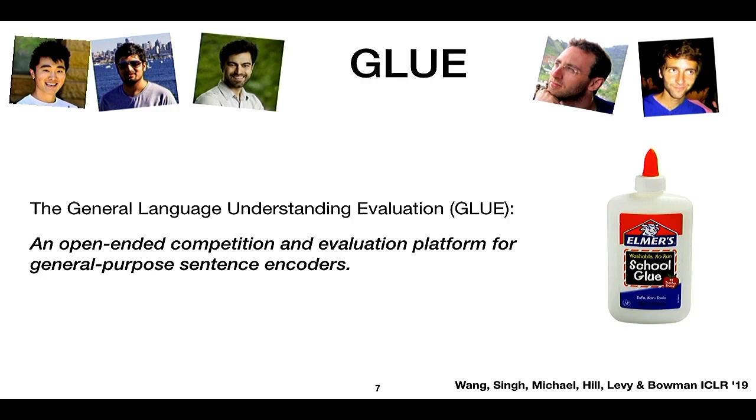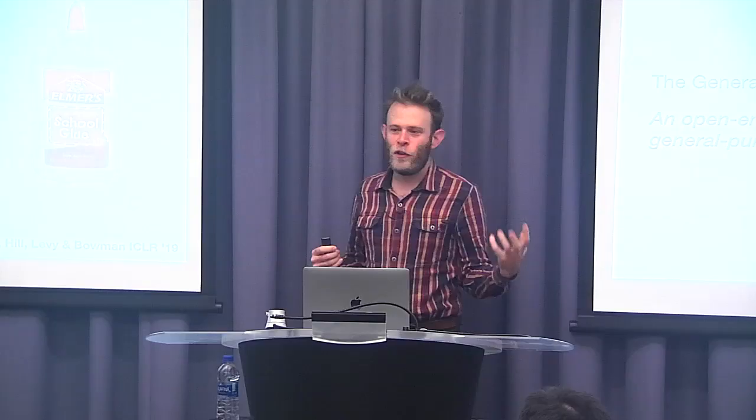GLUE is joint work with Omer, with Alex and Amanpreet at NYU, with Julian here, and Felix Hill at DeepMind. GLUE is an open-ended competition, basically a shared task without a deadline, for work on general purpose sentence encoders. So it's meant to roughly capture the sentence level version of that goal I laid out at the very beginning. So why did we think that a shared task like this is worthwhile or interesting?